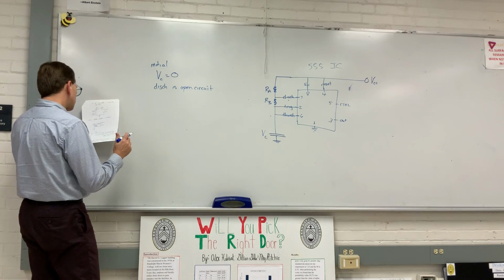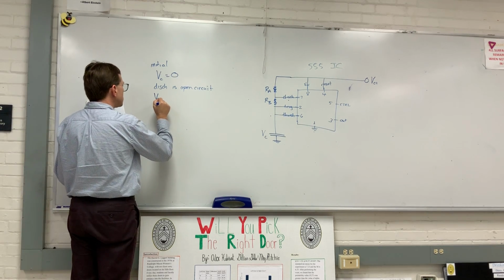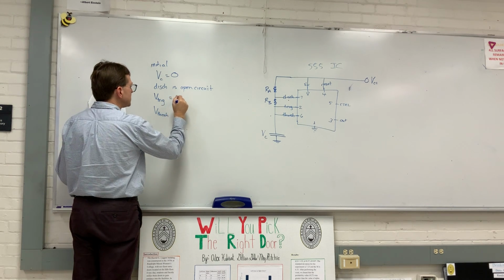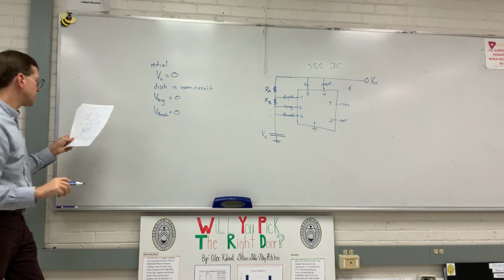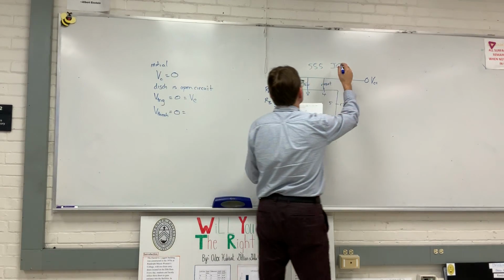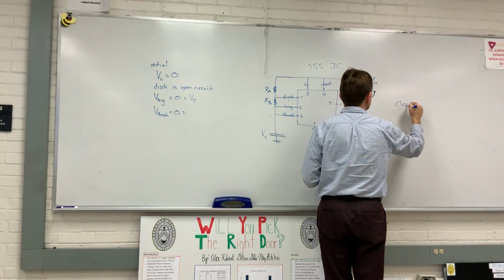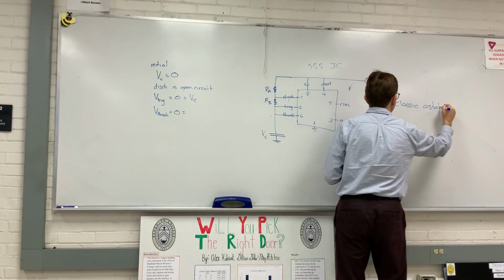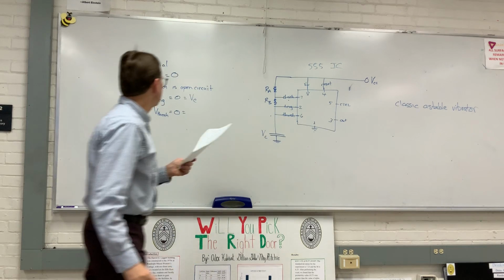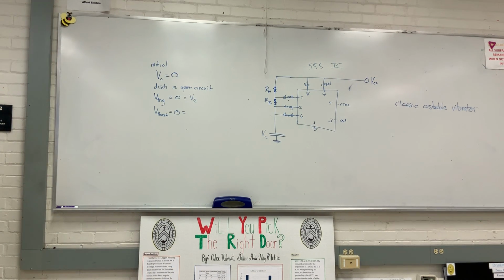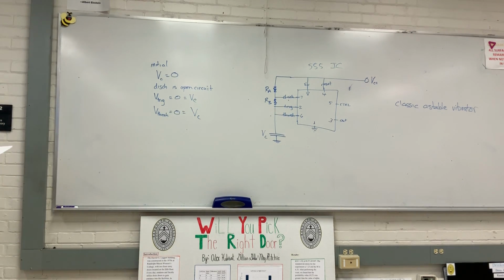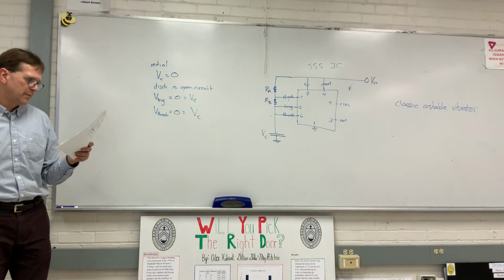V trig and V threshold initially are going to be equal to 0. I said this circuit is the classic astable vibrator. In the classic astable vibrator, VC is always equal to V trig, is always equal to V threshold. The voltage across the capacitor is equal to those two. It's just attached to those two pins, and these are the two pins that are trying to figure out what's going on.